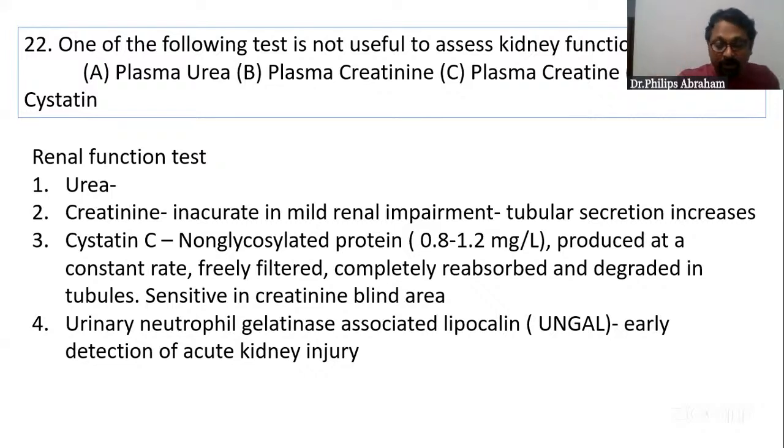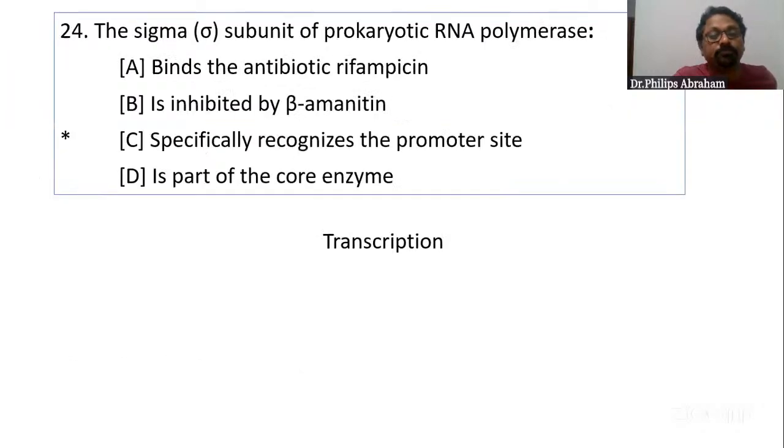Early detection of any acute kidney injury, we can use that also. Some major factors. Okay, that's all about the kidney function now.